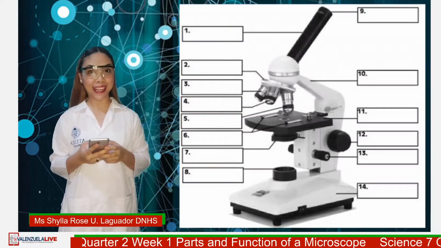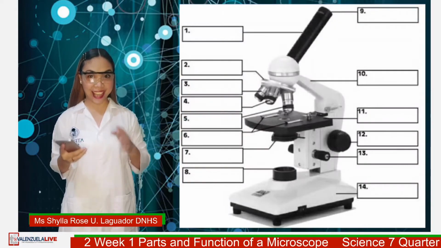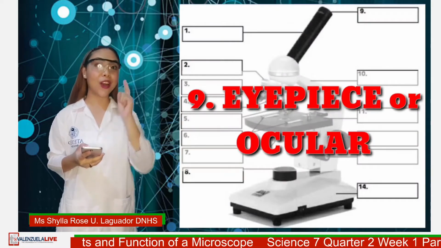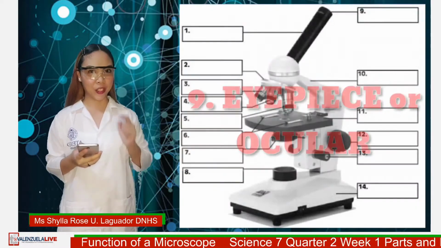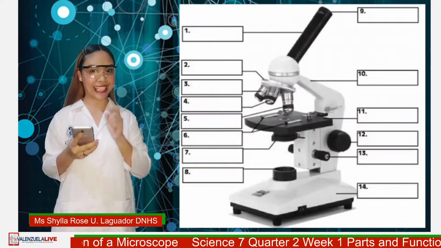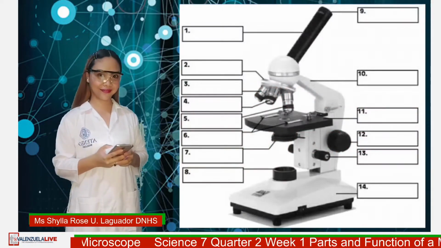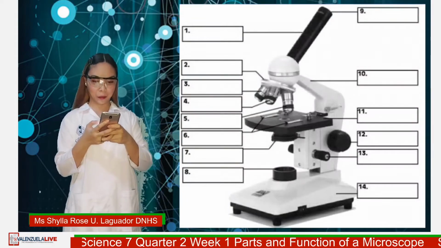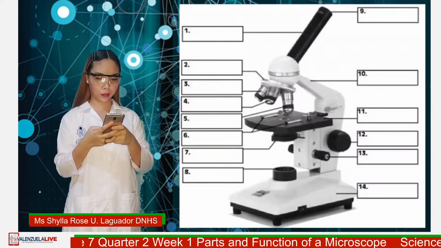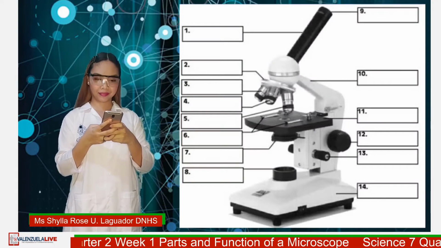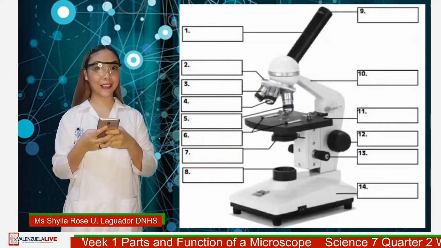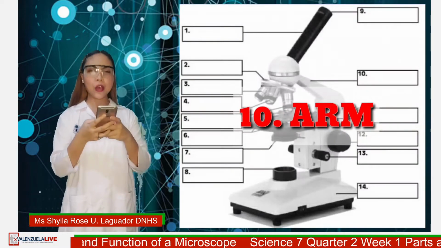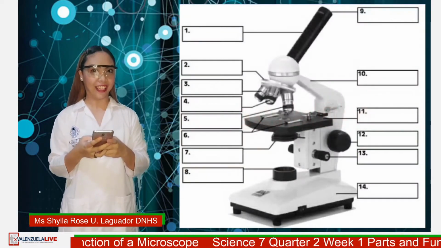Okay, so for number 9, the correct answer can either be termed or called as eyepiece or ocular. Okay, so let's proceed to number 10, which is an easy item. Alright, so number 10 is actually the arm. Very good. What about number 11?